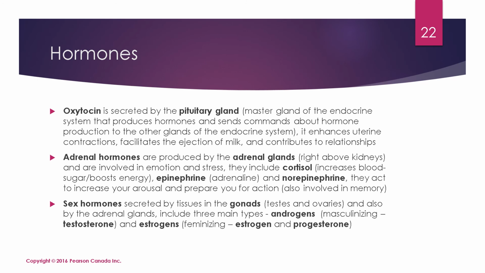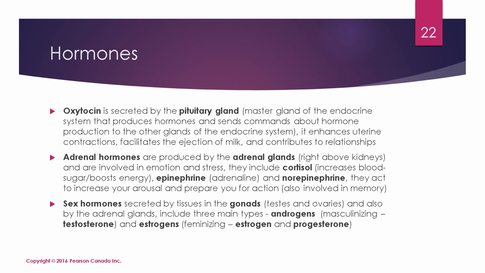If you continue on to the second course with me, we have a whole chapter on stress and health, and we'll talk a lot more about how there are different pathways for a stress reaction. Essentially, the adrenal hormones are involved in emotion and stress. They include cortisol, which is a hormone that increases blood sugar and boosts energy, so it gets you prepared to deal with a potential threat, something that's stressing you out. We have epinephrine, which is adrenaline, and norepinephrine, which is also a form of adrenaline.